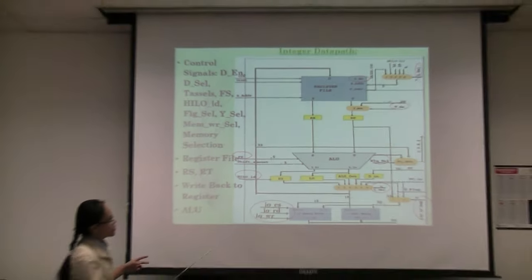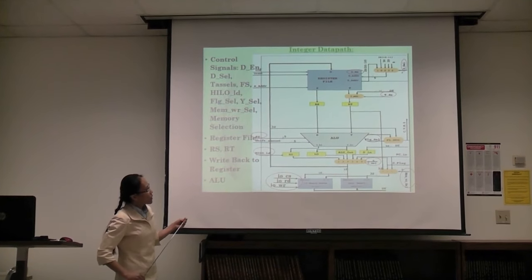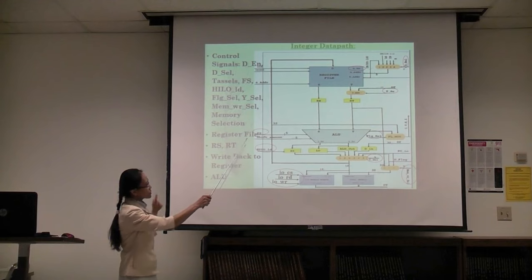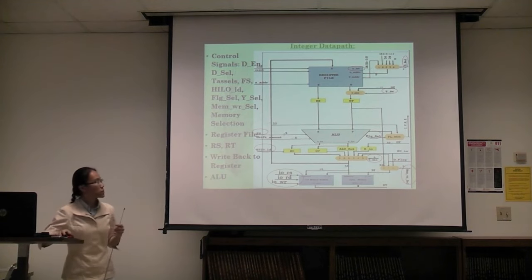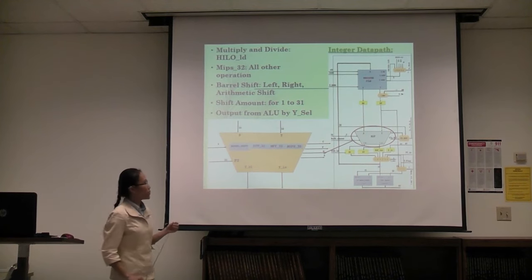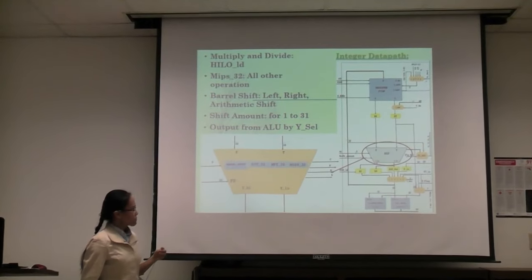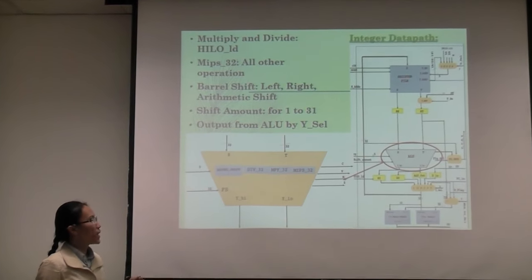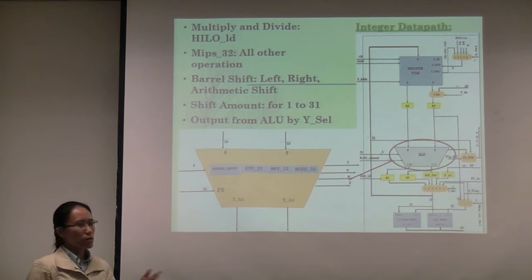And for the ALU unit right here, there is a function select control and also the shift amount. And if we look into this, the ALU is a wrapper that consists of 4 modules: the barrel shift, multiply, divide, and the MIPS module, which consists of all the arithmetic operations.